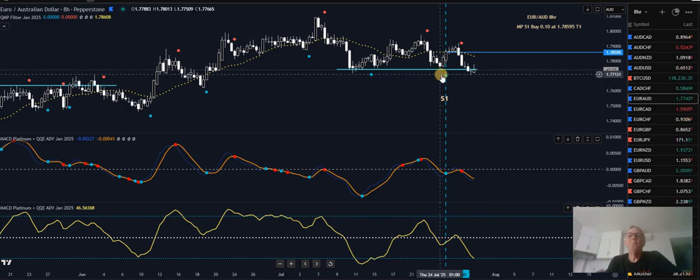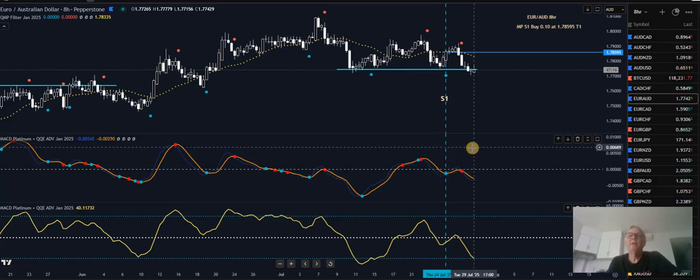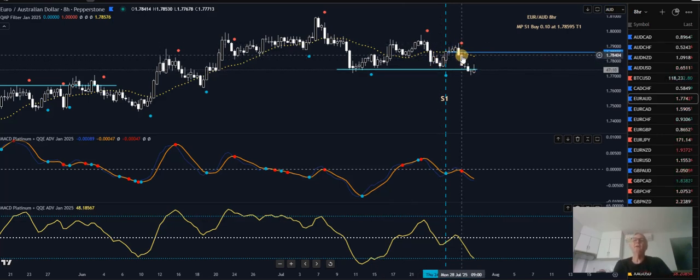Euro Aussie in a buy here. It's an MP buy, MACD platinum based on this support level. MACD platinum below the 0 level. Still hasn't gone above the 0 level, so we're just sitting tight for the moment. Price has come back down. There was a sell signal there. I ignored it. It's not a valid signal for anything the way I think, so I'm not taking it.